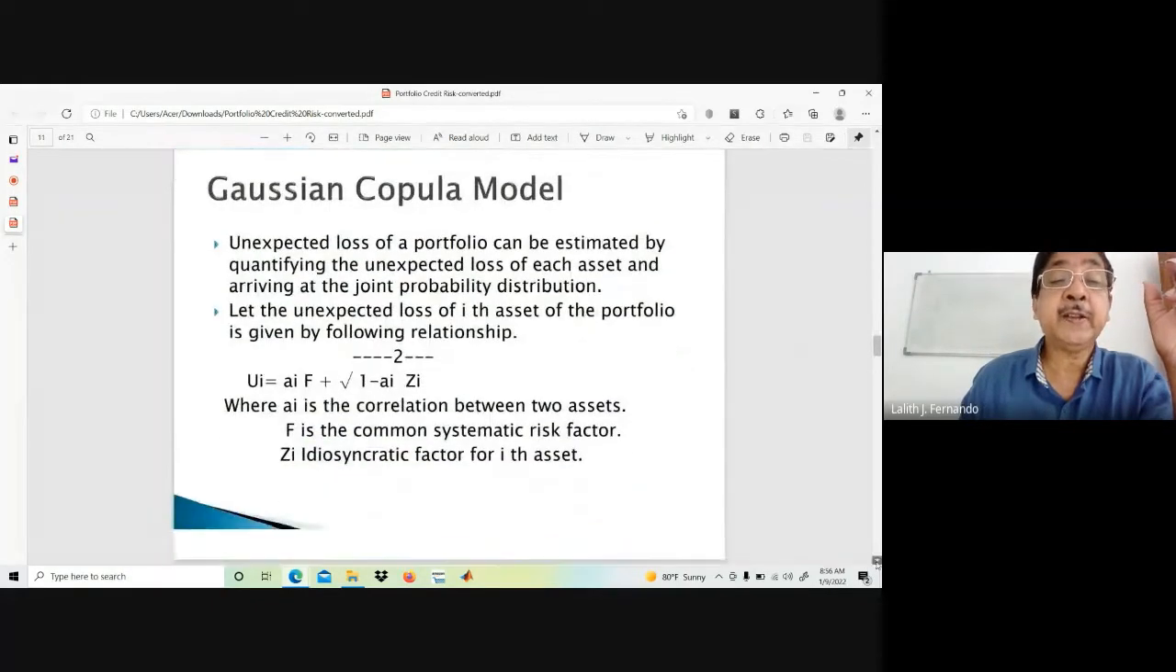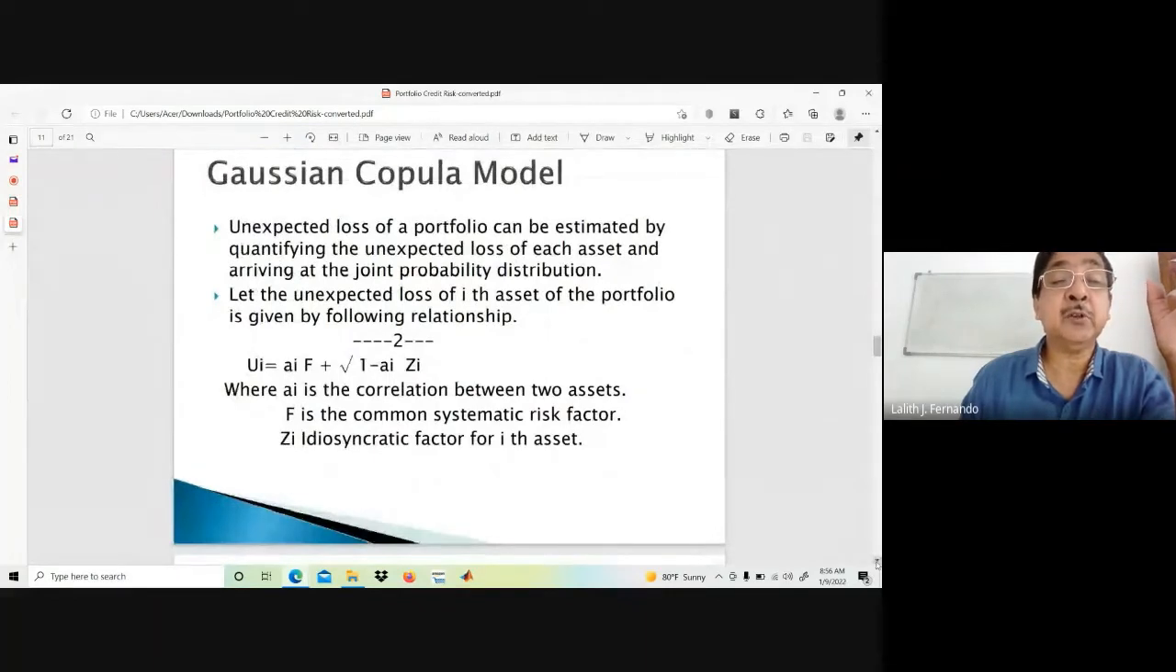We call that a particular model, the Gaussian copula model, and that is what we normally use to arrive at this unexpected loss. Now just look at it. Unexpected loss of a portfolio can be estimated by quantifying the unexpected loss of each asset and arriving at the joint probability distribution.